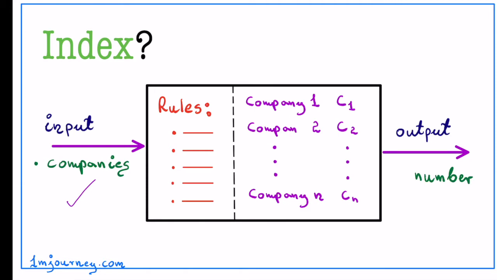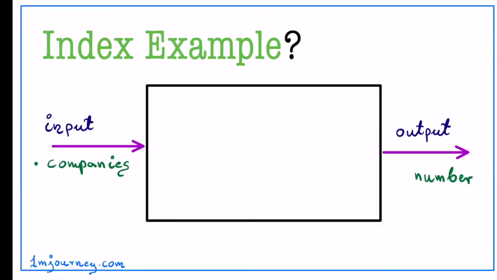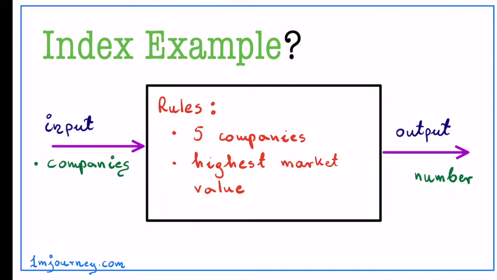So what are these rules that we might have? Here's an example, and I'll do two basic rules. The first rule is I'm only going to take in 5 companies. And it turns out that those 5 companies have the highest market value. And then based on those companies, I will create a little formula and an index, which is just simply a number that you can see how it's created.